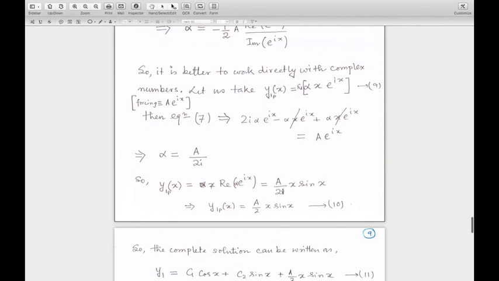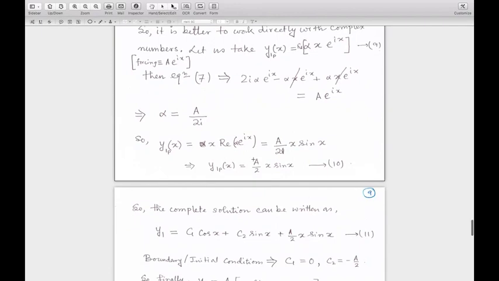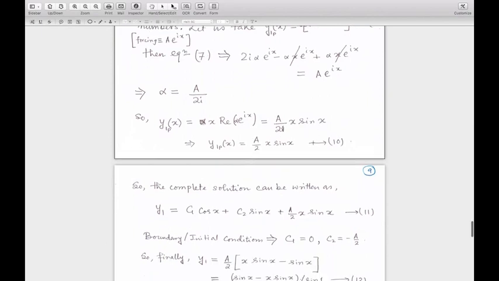So the particular integral for y will be x times, x is a real number, real of alpha e to the power ix, which is nothing but a by 2, there is no i. So this is just a by 2 x times sin x. You can easily see this, because alpha is a by 2i, so a by 2i times the real part of e to the power ix is nothing but sin x. That's exactly what we write here.